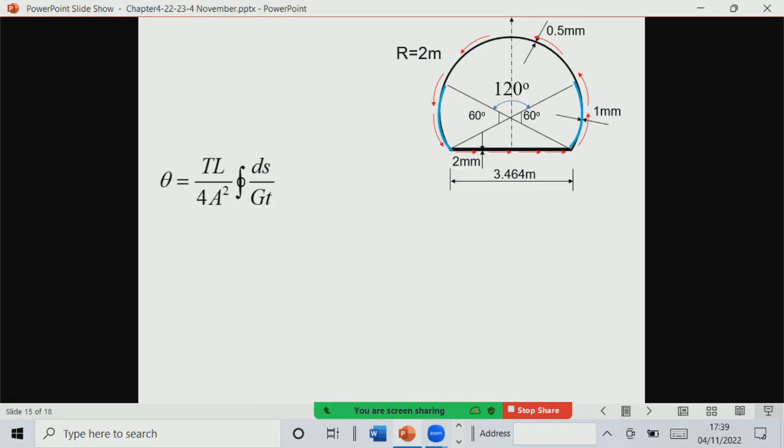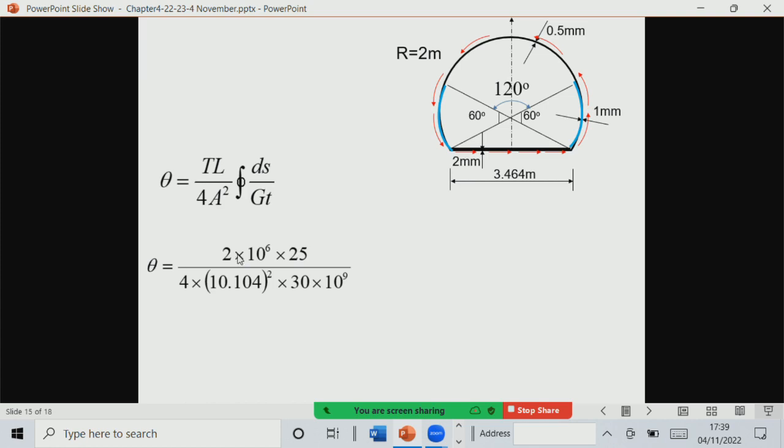Am I allowed to remove T as well? No. How many of you think I'm not allowed to remove T from the integral? Would you raise your hands? Excellent. Well done. Majority. So we are not allowed to remove T from the integral because, as you can see, thickness is a variable. Now we place the origin of the curvilinear coordinate system at any point we want. It doesn't make any difference.